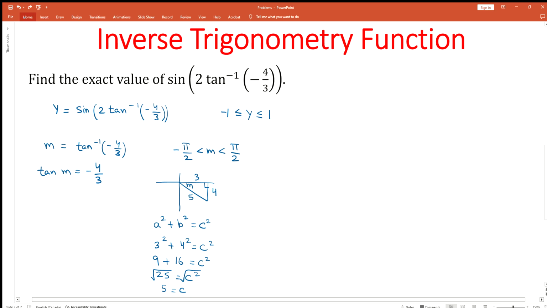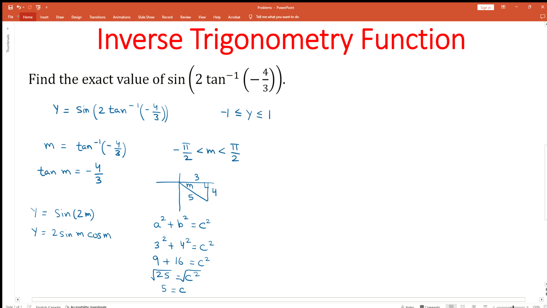Now we can find the value of the given term. We should do substitution for inverse of tan of negative 4 over 3. We should replace it with m. This is a double angle term for sine. We can use the trigonometry identity for double angle for sine ratio to break up this term. Sine 2m is equal to 2 sine m cos m.